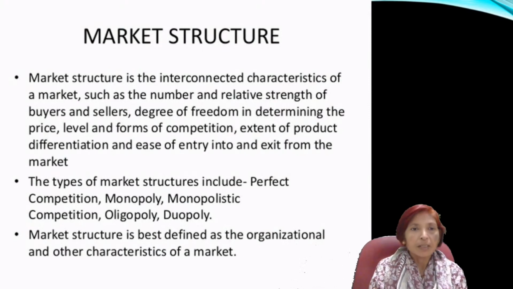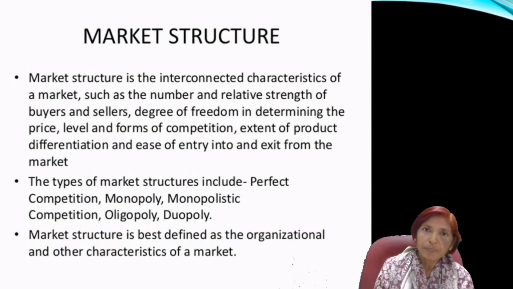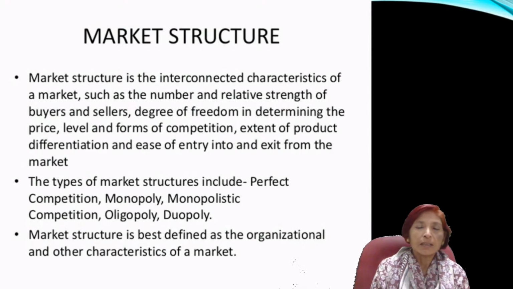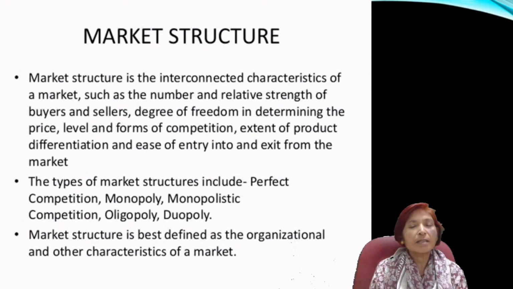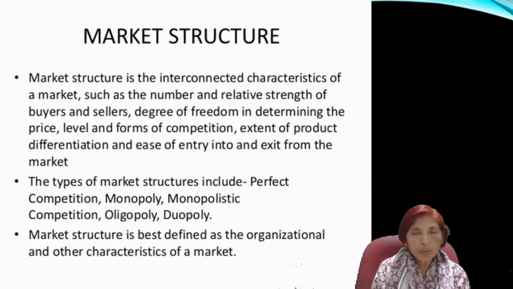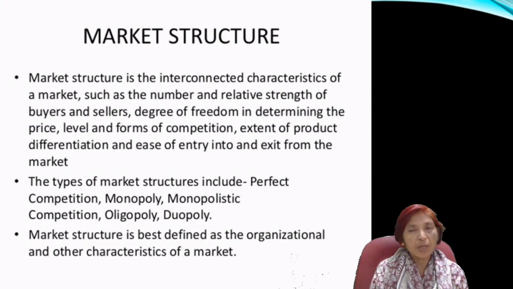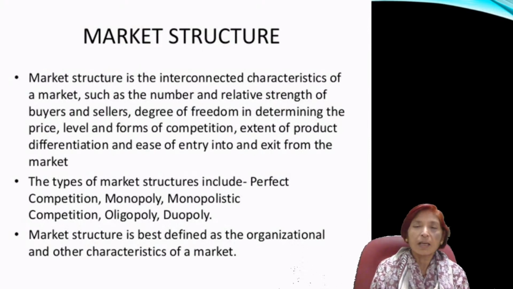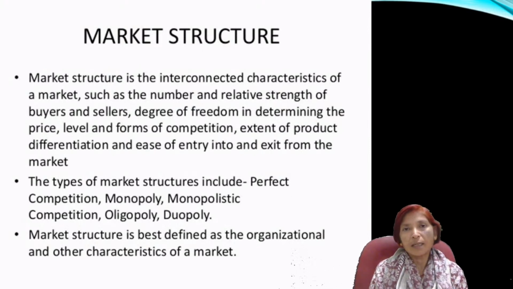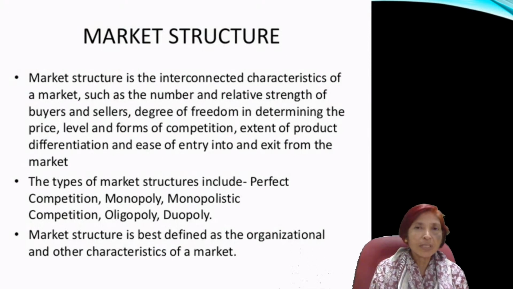The first feature is the number of buyers and sellers. In a perfect competition market, there is a very large number of buyers and sellers, but in a monopoly market, only a single seller exists, though buyers may be in large number. In a monopolistic competition market, there are large numbers of buyers and sellers. In an oligopoly market, only a few sellers exist, and buyers may be in large numbers.